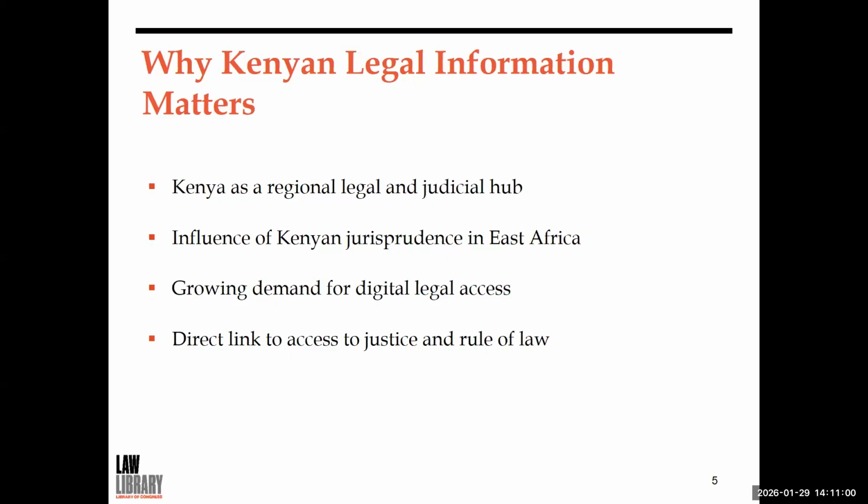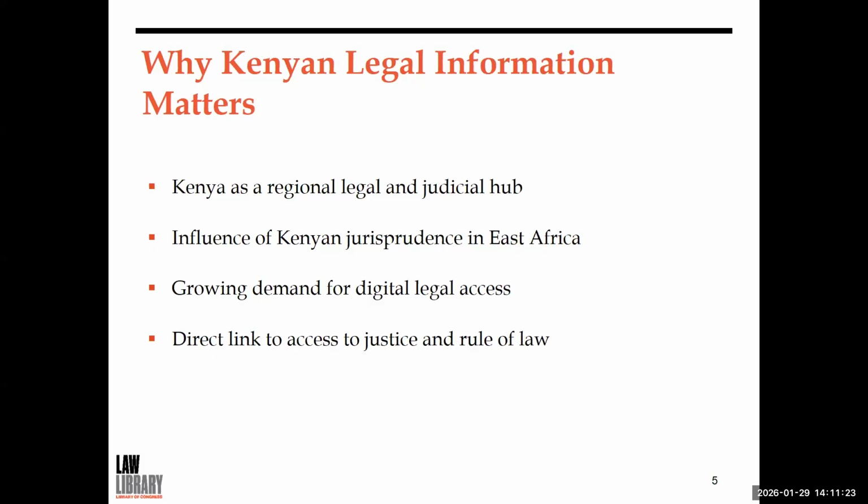Also, there is a growing demand for digital legal access. If you look at the user trends in the country, you'll find that legal professionals, students, judicial officers, and the public now prefer digital legal research and online resources since they are easily accessible.